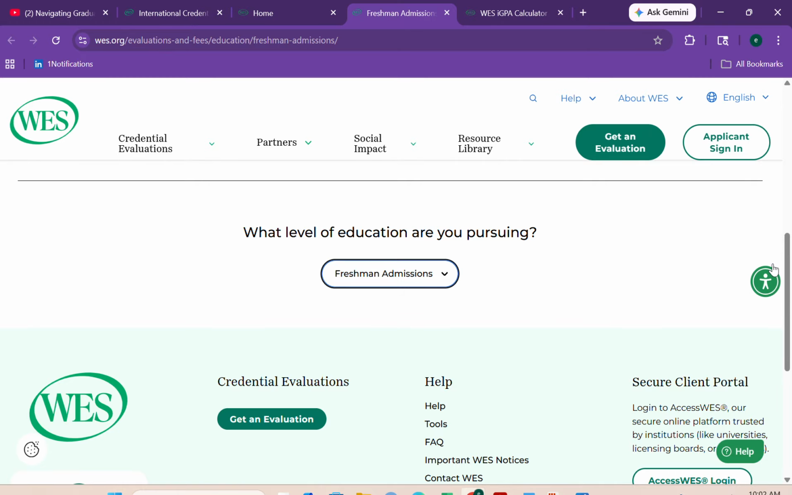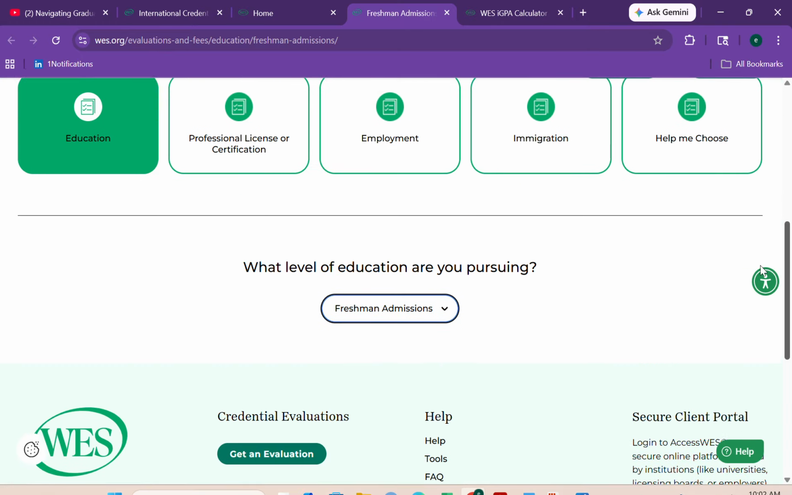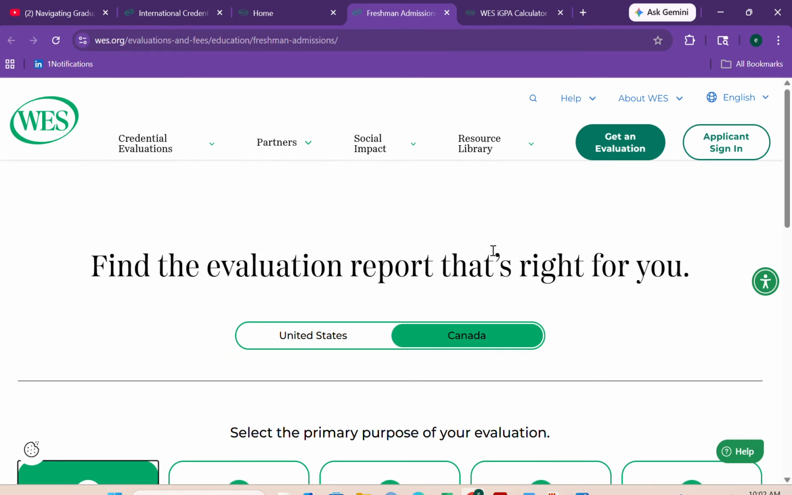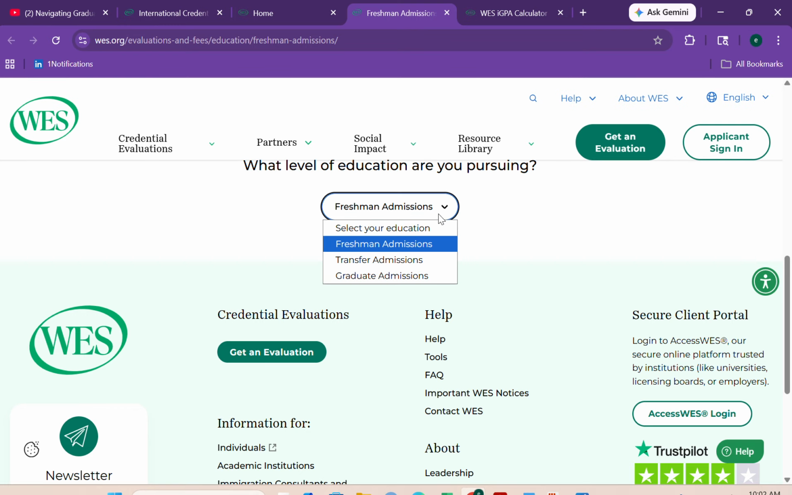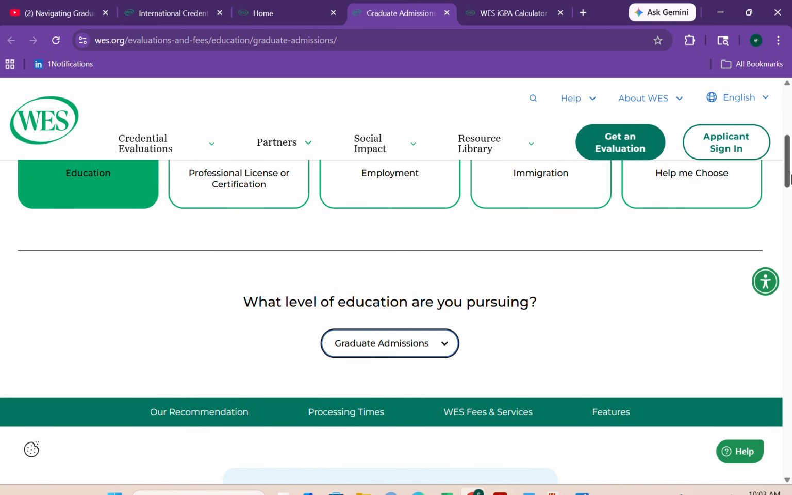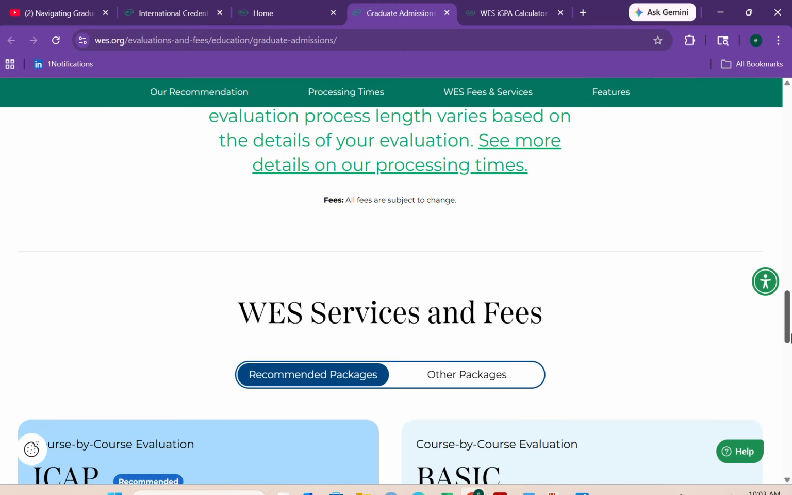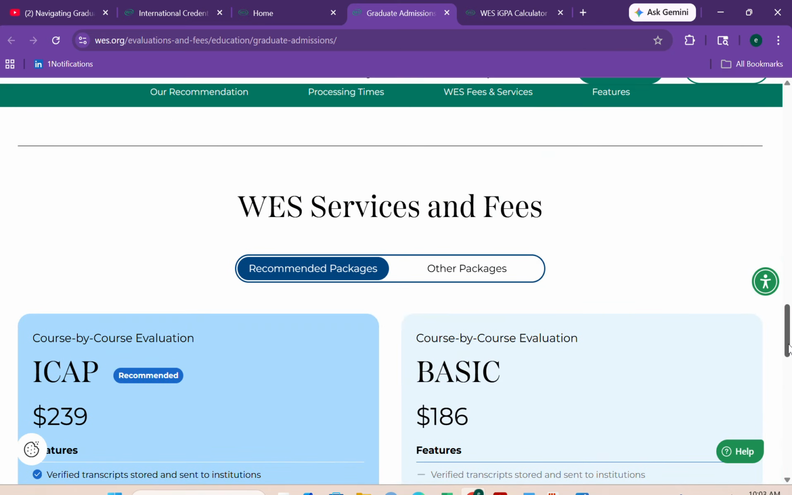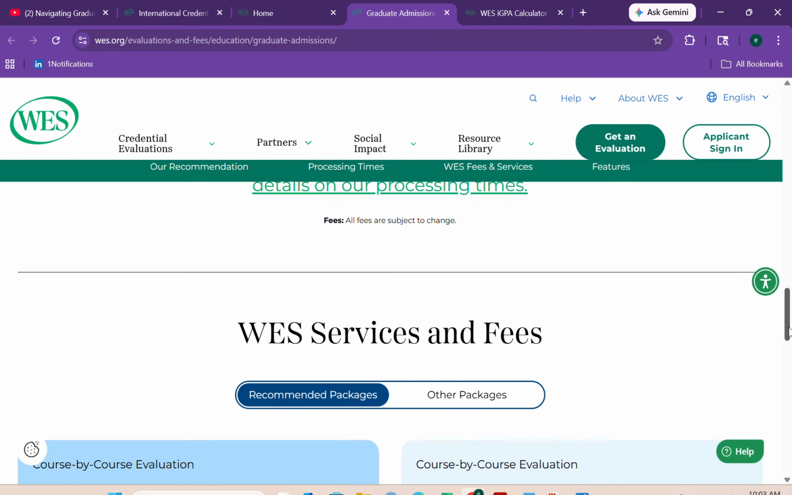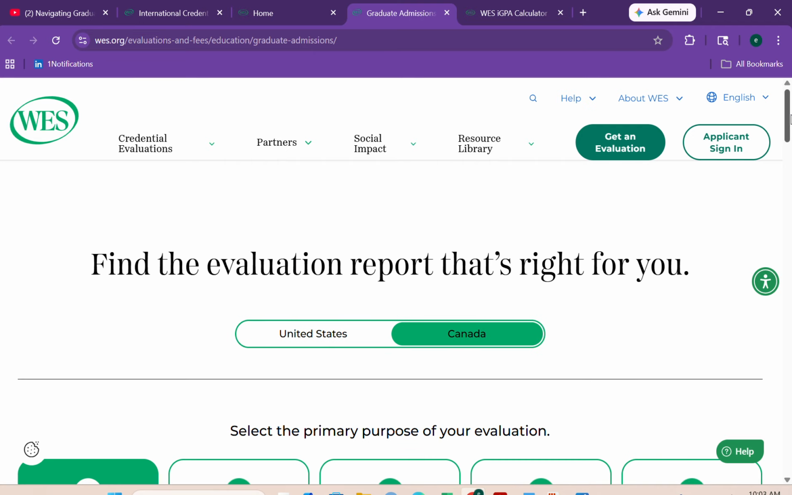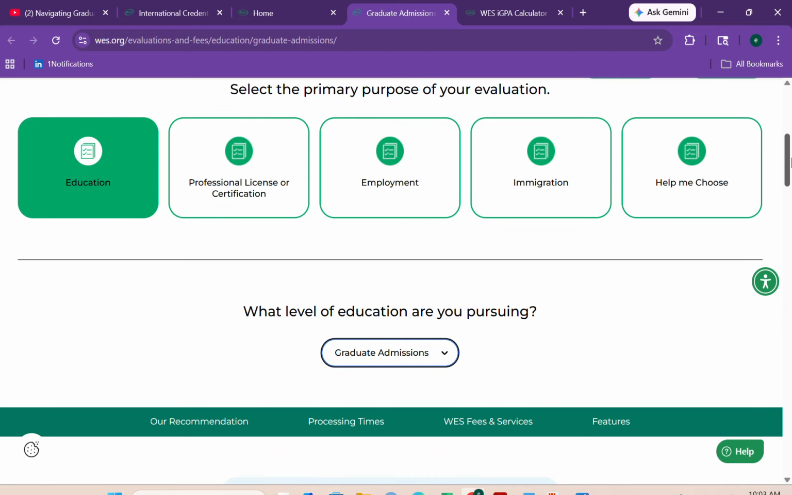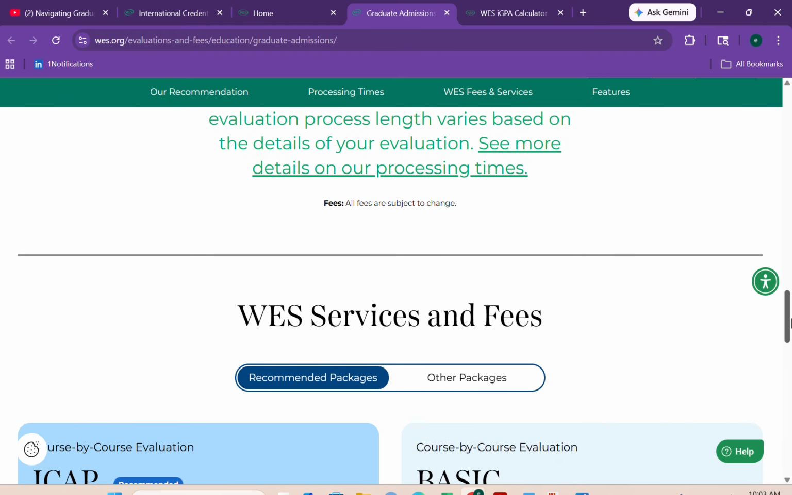For freshman, you click. I think we have to go back. Okay, I think it's the same. It's the same process, so you just do it, and it's almost the same thing for Canadian. If you're applying to Canada too, you can look through the cost as well through the same process.